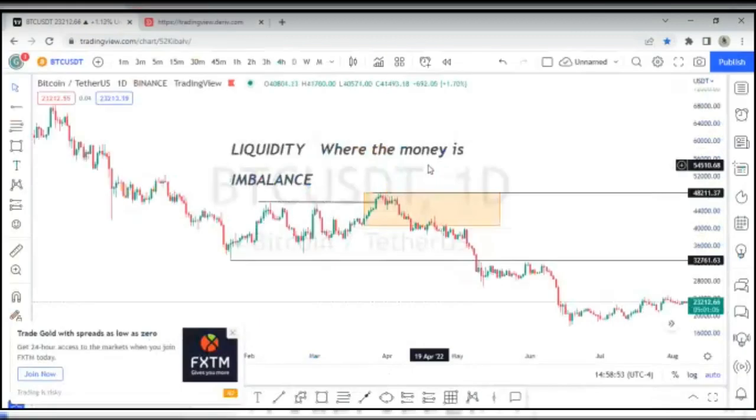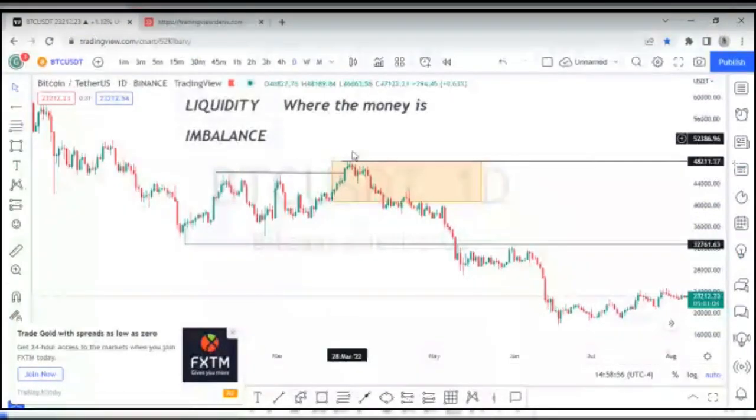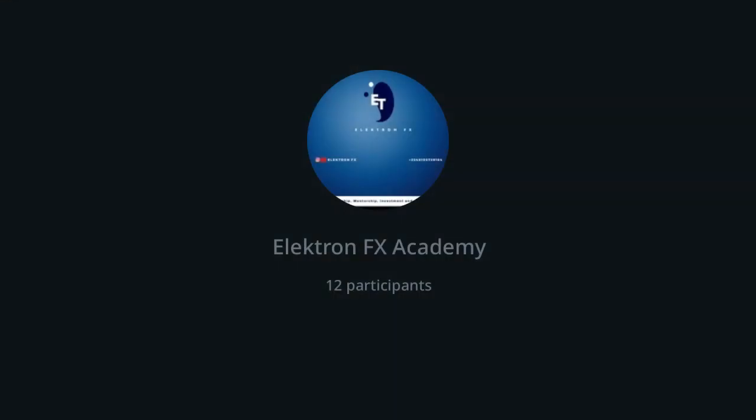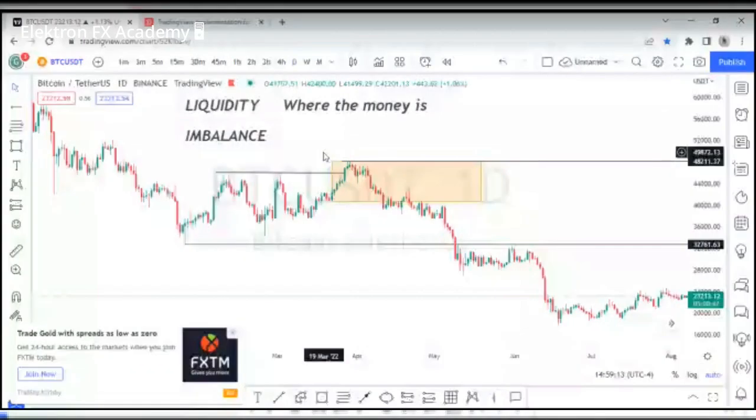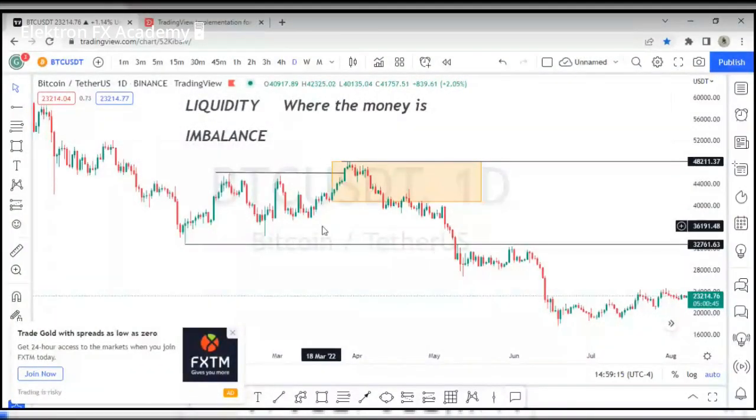So now we have covered liquidity. What is imbalance? Imbalances can be defined as inefficiencies, improper price action, and inappropriate delivery of price. So what do I mean? Based on the nature of the price algorithm, which controls price movements, price is supposed to offer to both buyers and sellers, right?